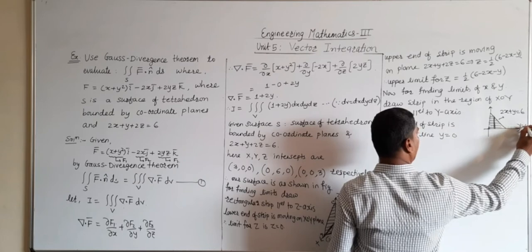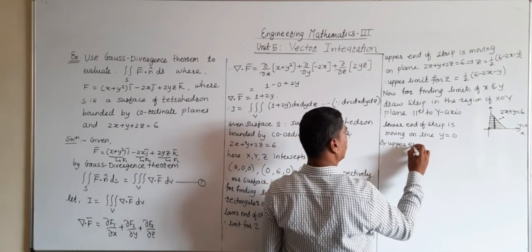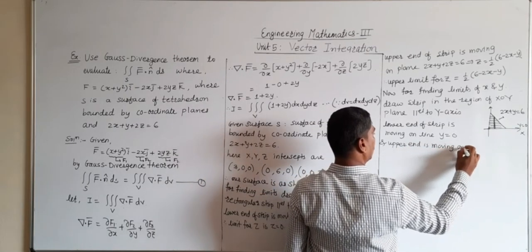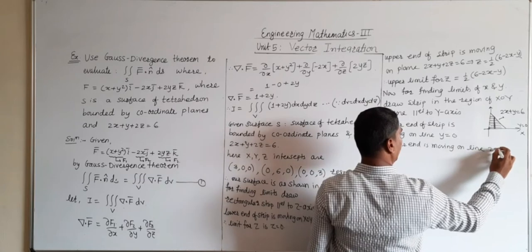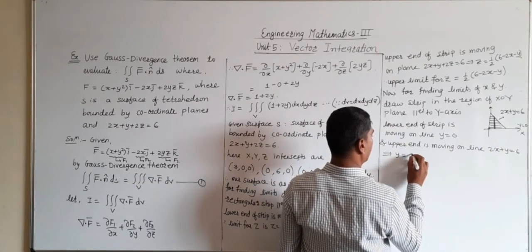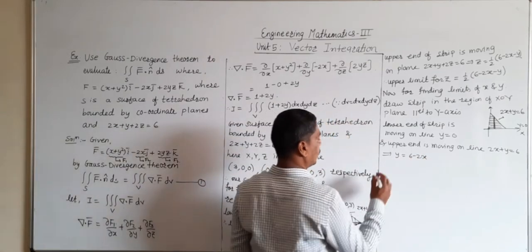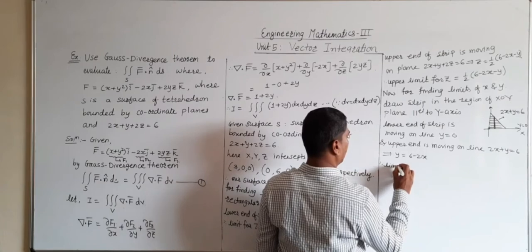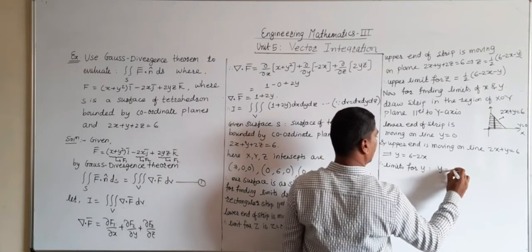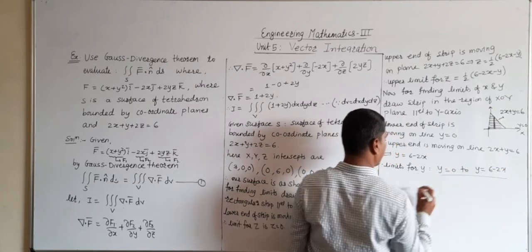X-axis means line y is equal to 0, and the upper end is moving on the line 2x plus y is equal to 6. So this implies y is equal to 6 minus 2x. So this is the upper limit for y. Therefore, limits for y are y is equal to 0 to y is equal to 6 minus 2x.